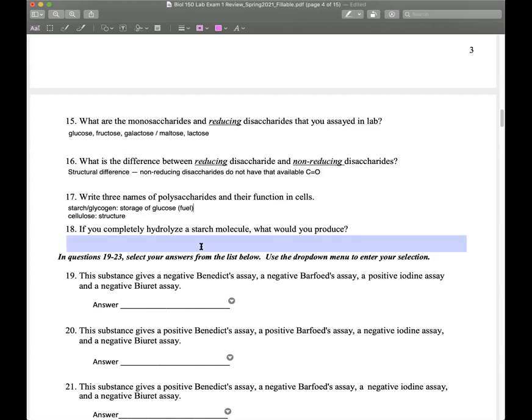If you took a starch molecule and you completely hydrolyzed it, meaning you performed hydrolysis on all of the covalent bonds holding those glucose molecules together, you would just get a bunch of glucose. So hydrolyze is the verb form of hydrolysis. Remember, hydrolysis is when you break a bond with water. So hydrolyze means you are breaking the bonds in that starch molecule with water, and you would end up with just a bunch of glucose monomers.